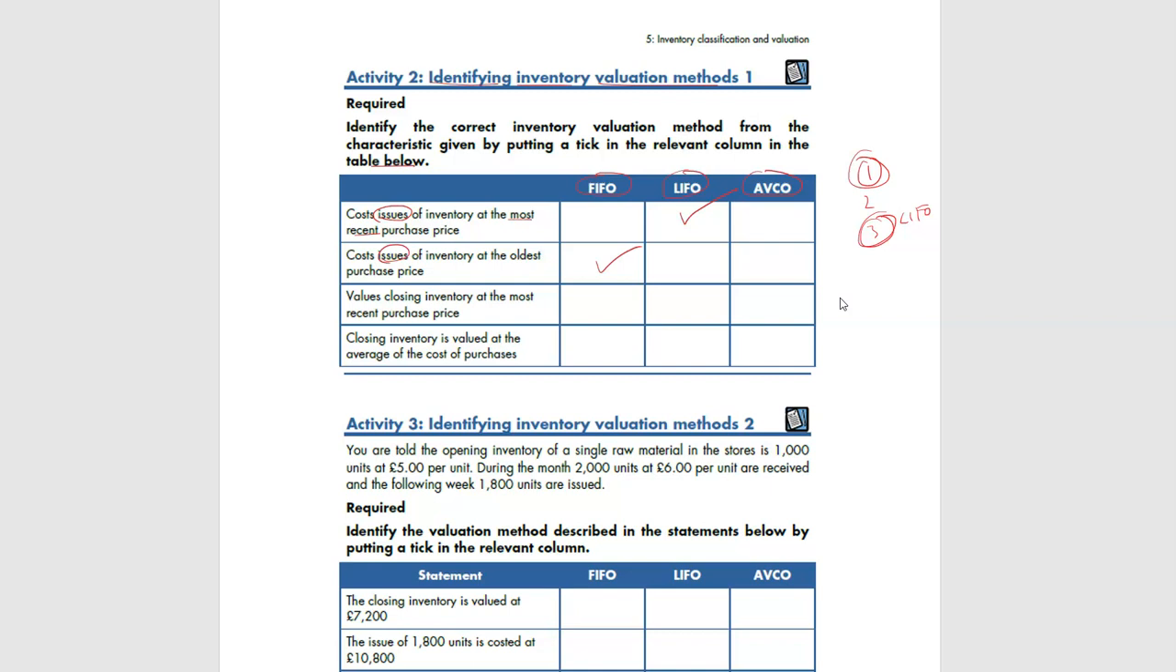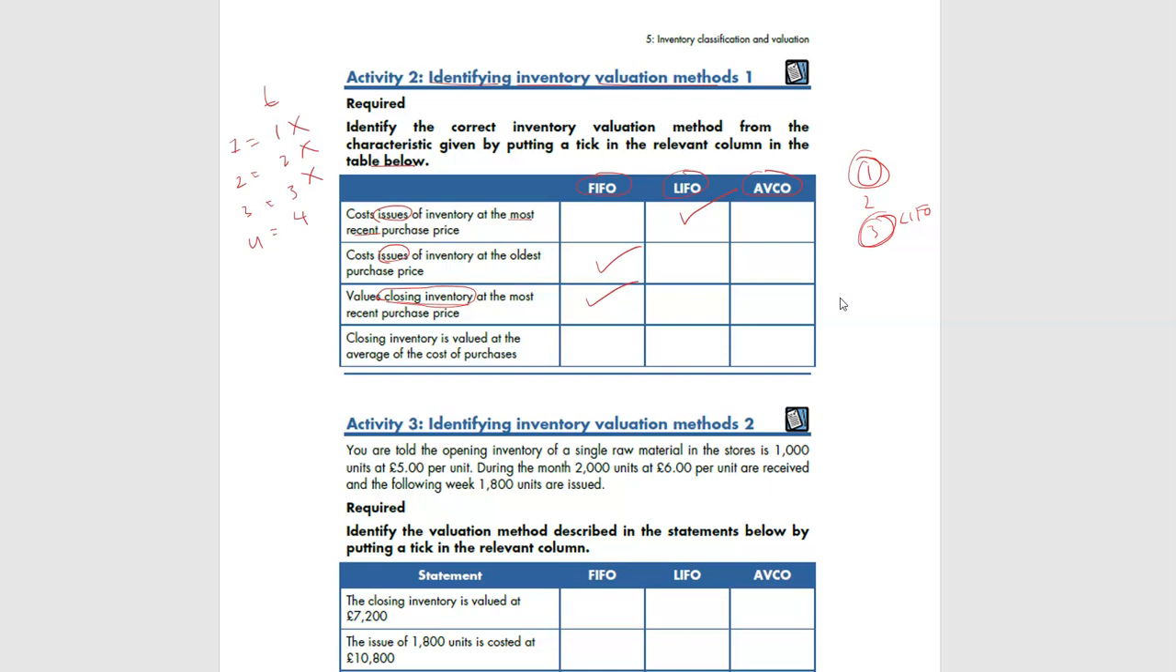These two say issues, but this one says values closing inventory at the most recent price, remember that. So value closing inventory. Now valuing the closing inventory at the most recent price with the FIFO, I'll show you how. For example, let's say on 1st of January my price was 1, 2nd of January my price was 2, 3rd of January my price was 3, 4th of January my price was 4. Now let's say I issued all of this, this one is finished, I issued all of this, only this unit is left, 4 units at £4 per unit.